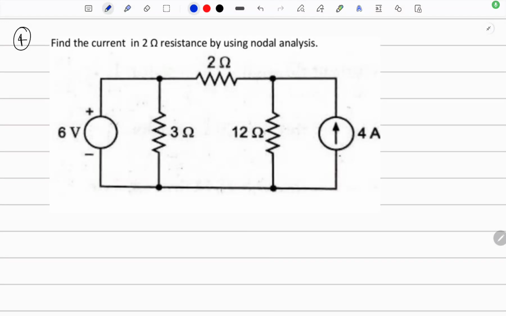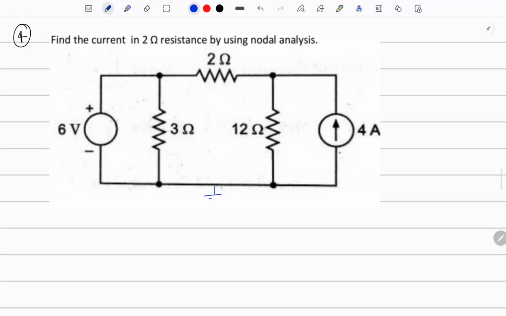This is our tutorial 4 on nodal analysis. Last time we completed mesh analysis. So we have to find the current in the 2 ohm resistor. By nodal analysis, we will assume this one is the reference node, meaning 0 volt, and this one is V1 voltage, this node is V2 voltage, node 1 and node 2.